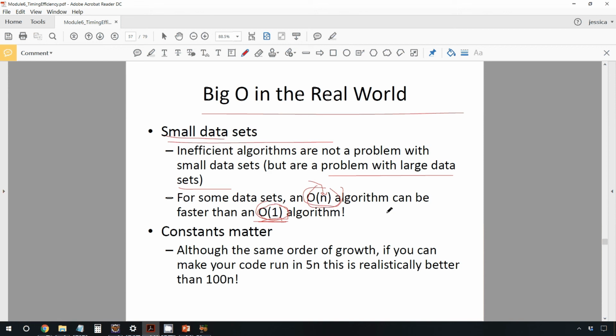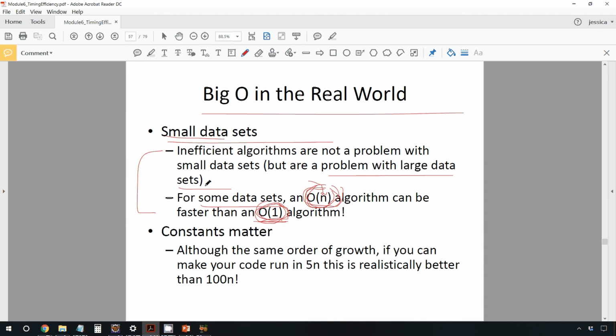Similarly, a quadratic algorithm might be faster than a linear time algorithm. Because remember, we're not measuring how long an algorithm takes. We're measuring how the execution time grows, the rate of growth. So for some small data sets, it might be possible that algorithms of a worse efficiency are faster. But as the data set size grows and grows, that's not going to be true anymore, because the constant time is never going to change, and our linear one is just going to grow and grow. So keep these things in mind for small data sets.